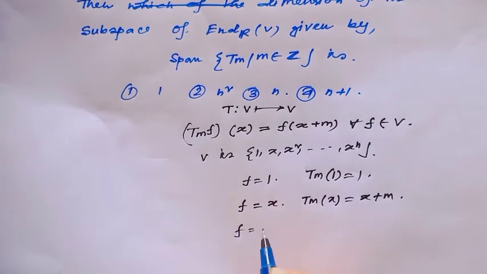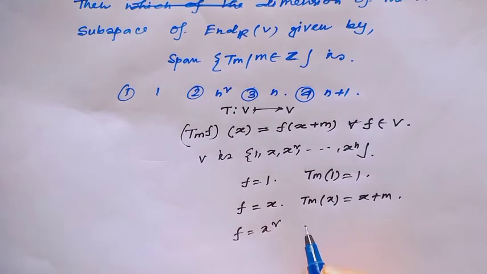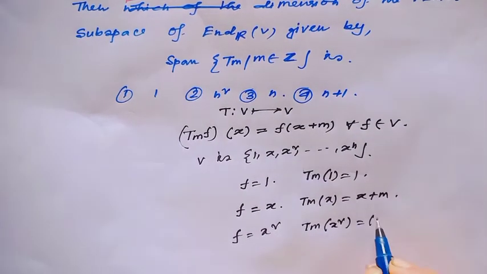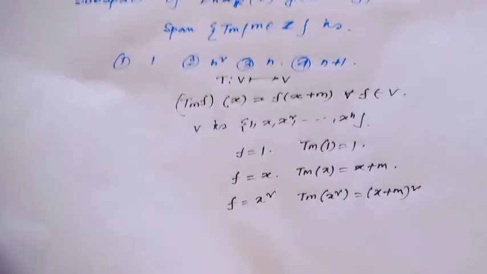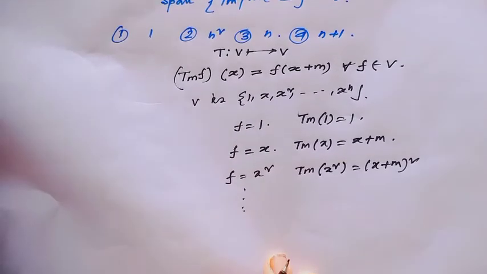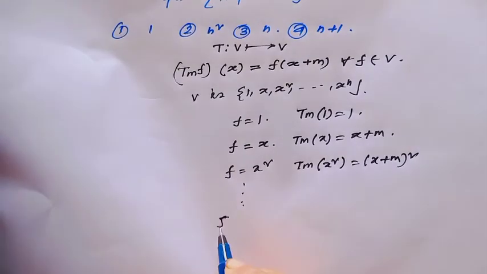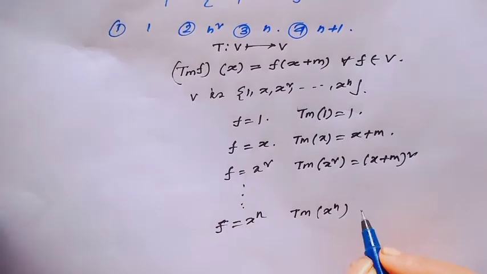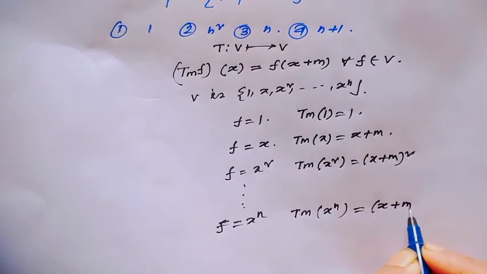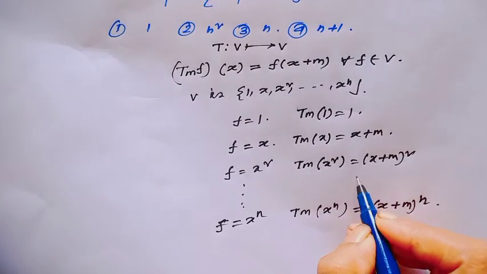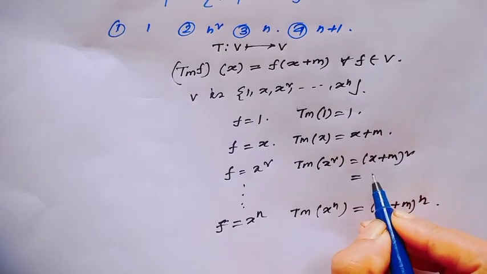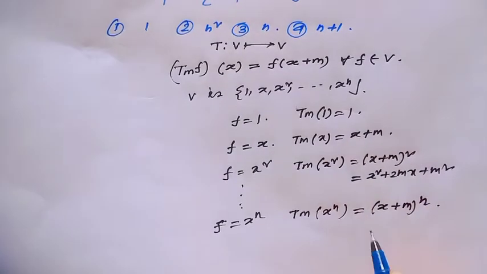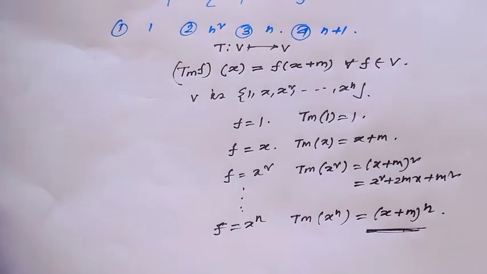Now consider f equal to x square. Now find the value of Tm at the basis vector x square, which is equal to x plus m whole square, and this would continue. Then consider f equal to x to the power n, then Tm(x to the power n) would be x plus m to the power n. And notice here, x plus m whole square means x square plus 2mx plus m square, and this is also a binomial expression.